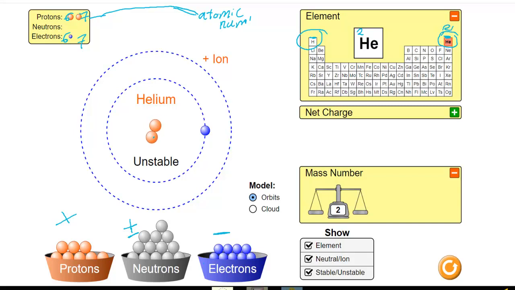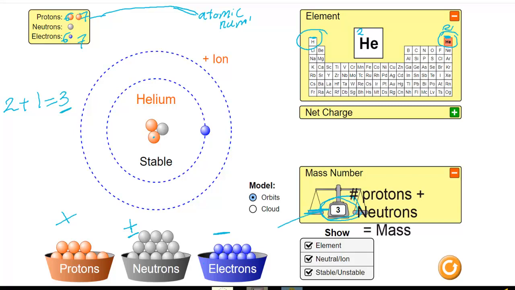You see, it is unstable. Why is it unstable? Because it is not even inside the nucleus. If we put a neutron, now it is stable. Elements can have different numbers of neutrons, which means helium, for example, can have 2 protons, plus 1 neutron. That's 3. That number, the number of protons plus neutrons, is the mass number.